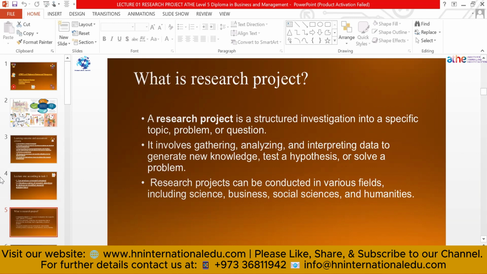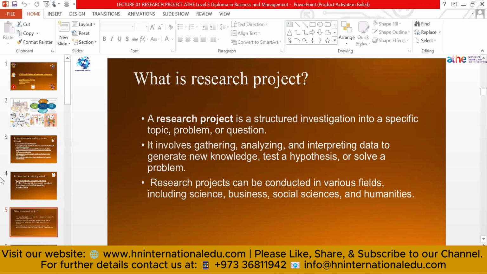It involves gathering, analyzing, and interpreting data to generate new knowledge, test a hypothesis, a problem, an issue, or solve a problem. Both are similar words, hypothesis or a problem, but it has a really important impact in the research project area. This can be conducted in various fields, that is science, business, social sciences, and humanities. That is what I was emphasizing beforehand as well. You need to be sure about the domain.